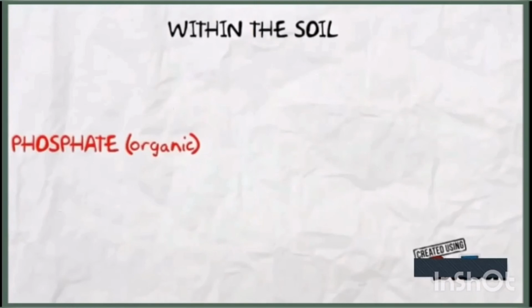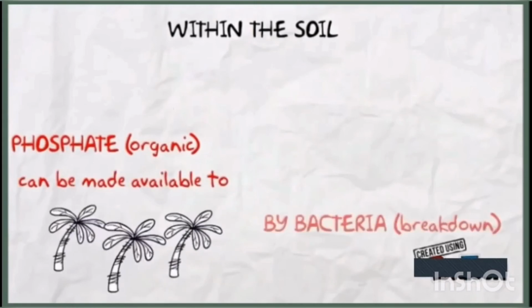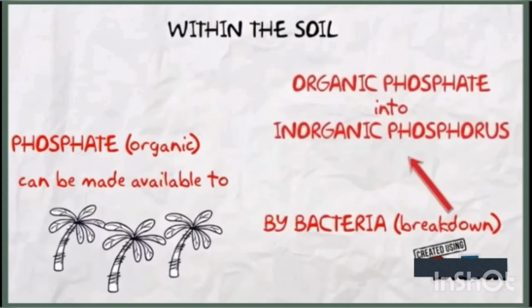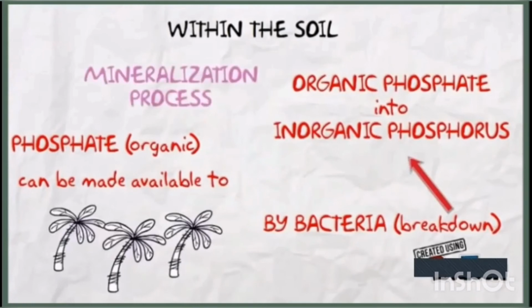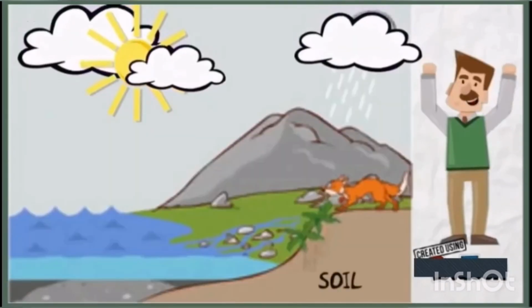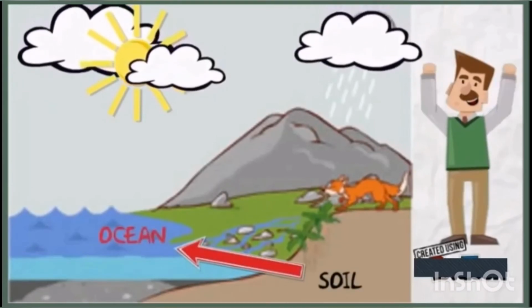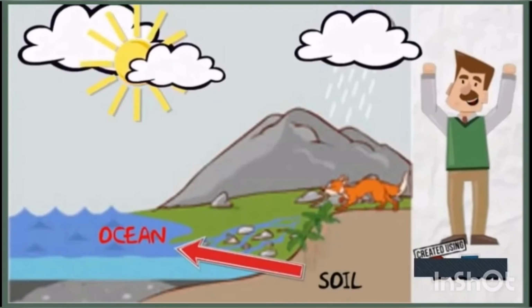Within the soil, organic forms of phosphate can be made available to plants by bacteria that break down organic matter to inorganic forms of phosphorus. This process is known as mineralization. Phosphorus in soil can end up in waterways and eventually the ocean. Once there, it can be incorporated into sediments over time.